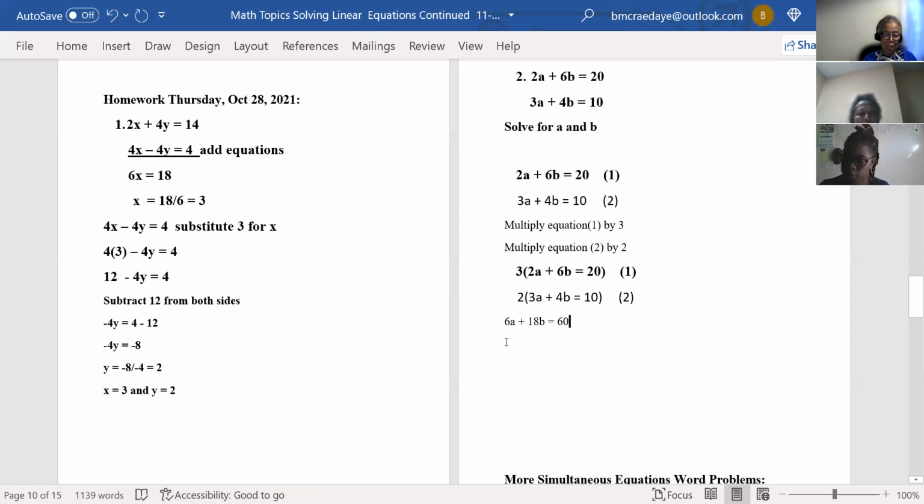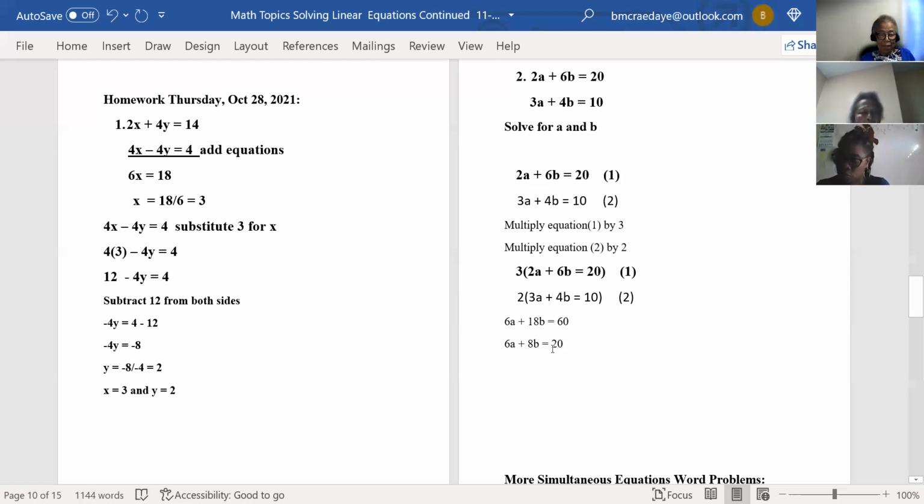Now let's go to the next one. Equation 2. What's 2 times 3A? 2 times 3A is what? 6A. That's it. Very good. 6A. Okay. 2 times 4B is what? 8B. Right. 2 times 10 is 20.